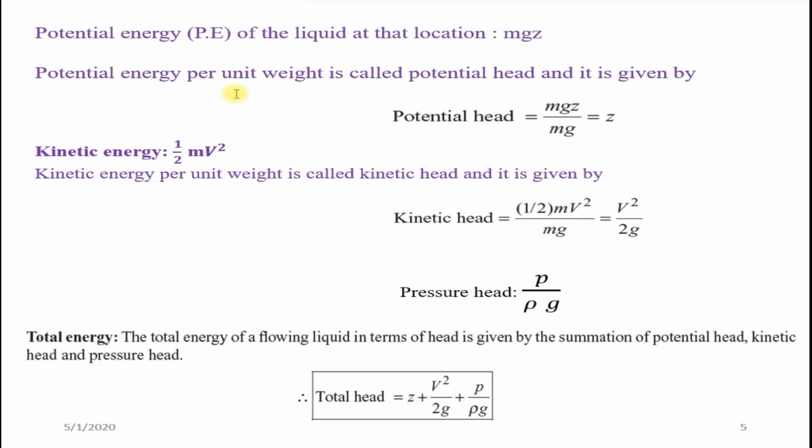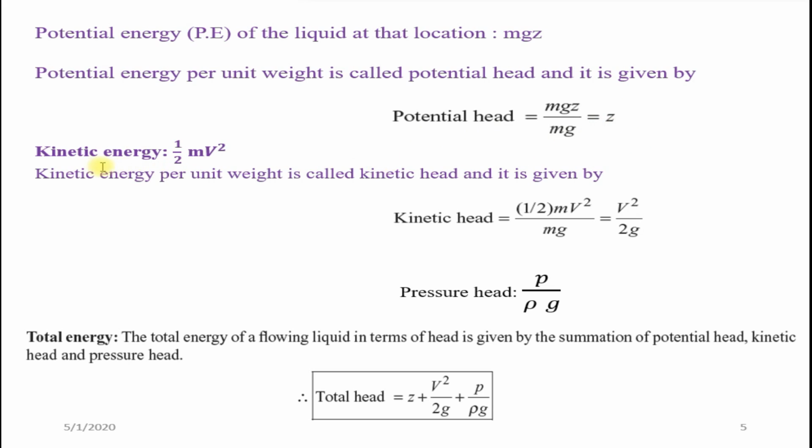The potential energy of the liquid at that location is m into g into z, that is mgz. Potential energy per unit weight is called potential head. So we have to express potential energy in terms of potential head for analysis of the fluid flow. That is, mgz divided by mg is nothing but z. So potential head is nothing but z, where z is the elevation from the datum line.